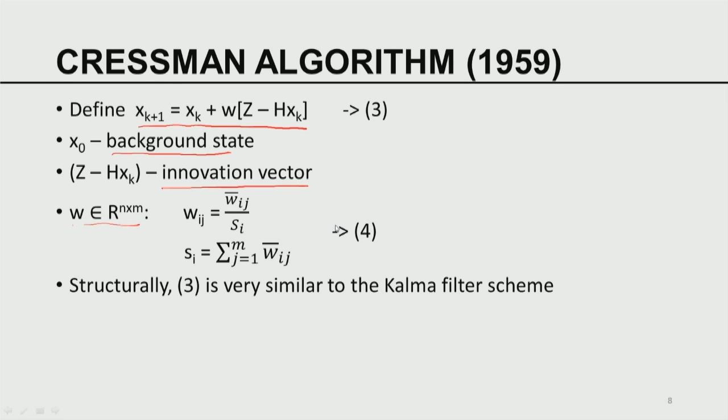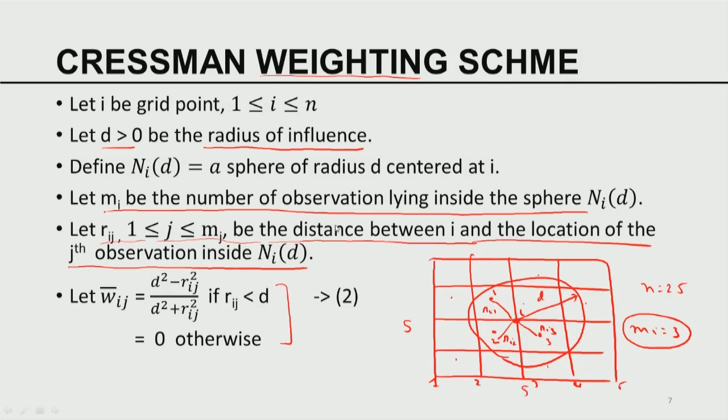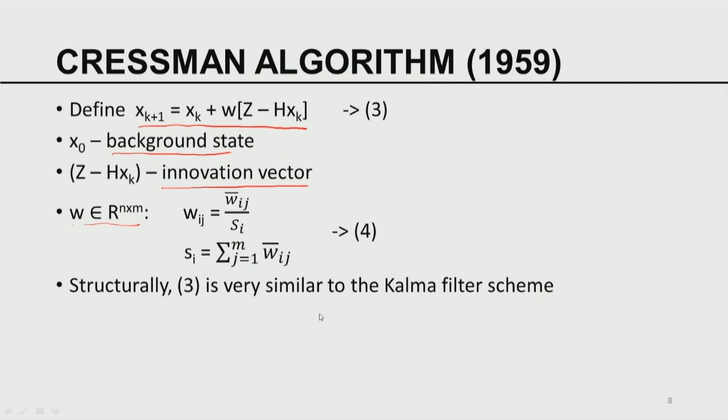So if I use scheme 2 to define W bar, if I use scheme 4 to normalize it, and if I use this normalized weight in 3, you get the Cressman scheme. I want to reemphasize, Cressman in the mid 1950s had anticipated the Kalman filter even before the Kalman filter was invented. To me, that is the novel aspect of it. This is Kalman, K-A-L-M-A-N. Kalman filter was invented later, and that is a very important piece of information that one needs to keep in mind.